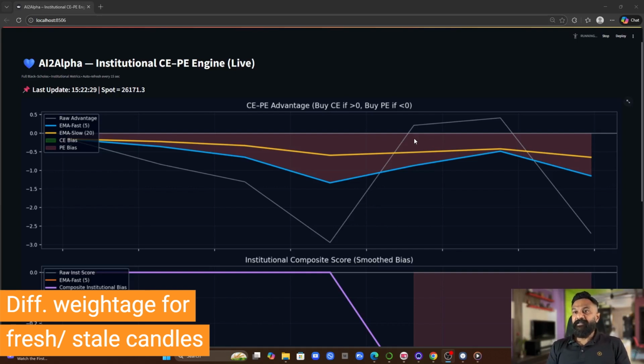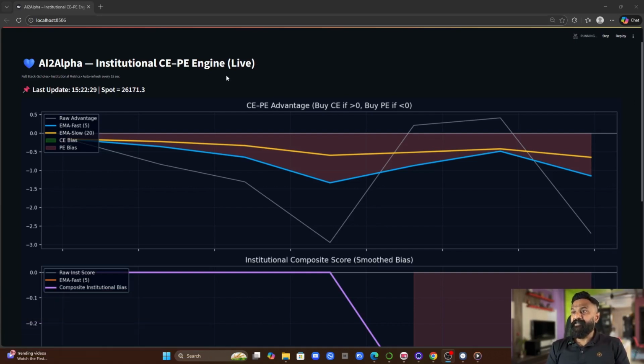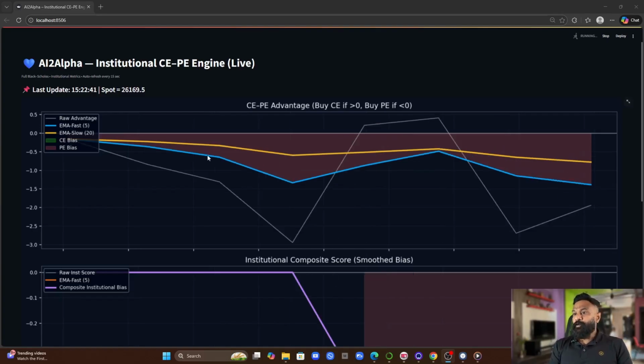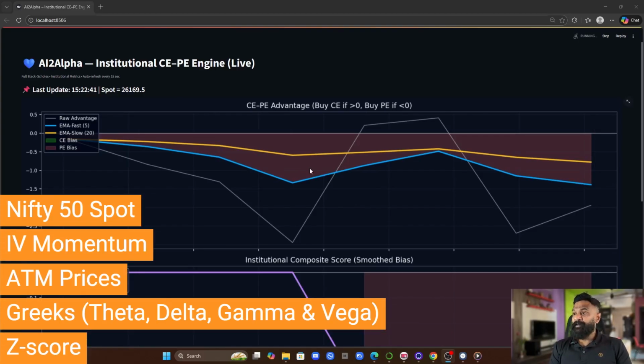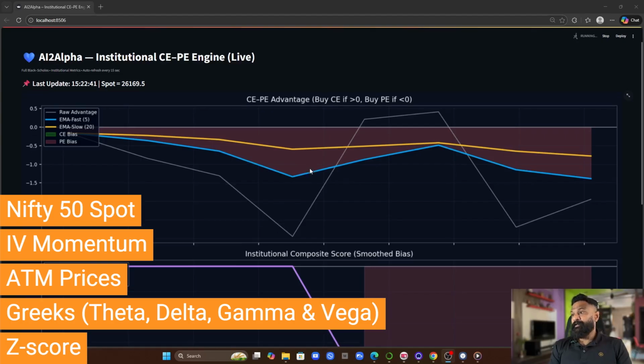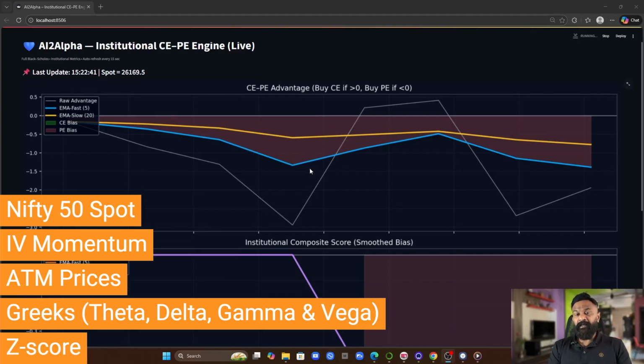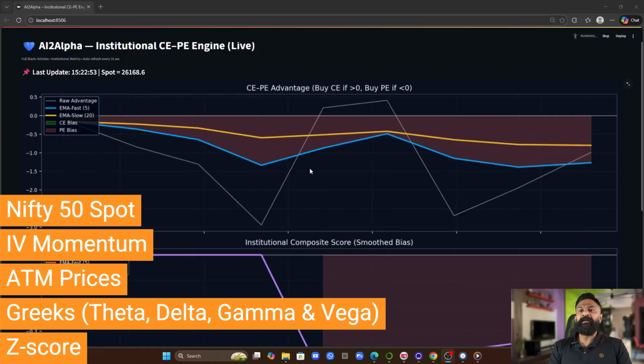Moving on to the next engine, which is the institutional C and P engine. Why do I call it institutional? Because the calculation is a bit complex. It's like an institutional grade. What I'm using is Nifty 50 spot, the IV momentum, the prices at ATM, the Greeks, delta, gamma, theta, vega, based on Black-Scholes inversion methods, and the Z score. So I get this plot based on all this composite calculation.